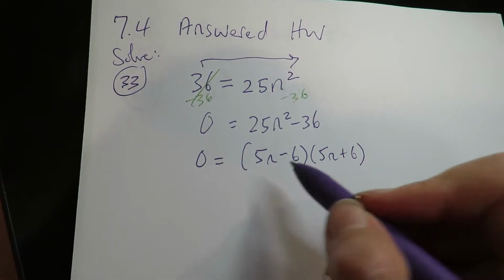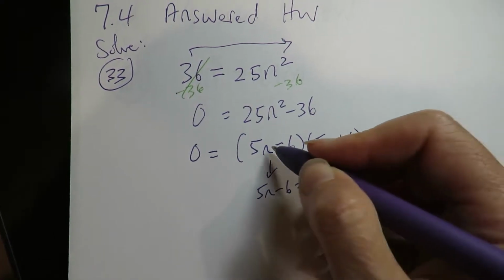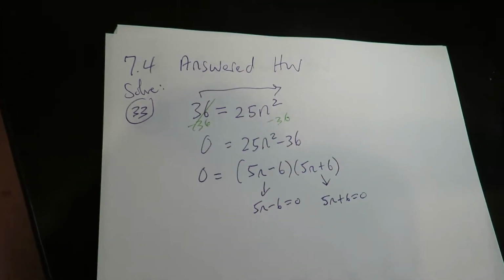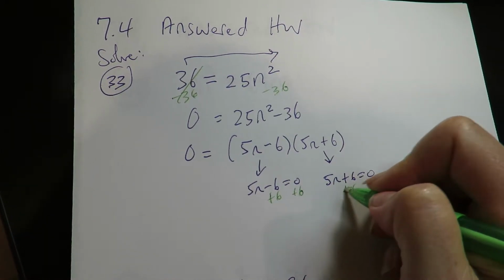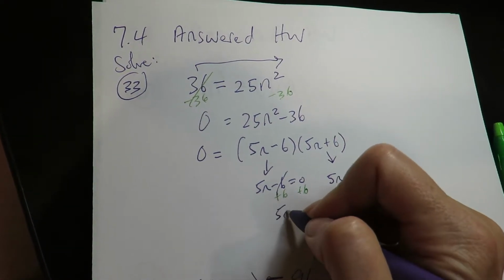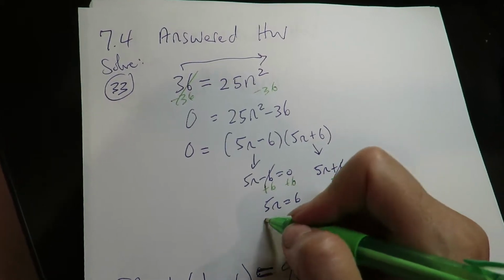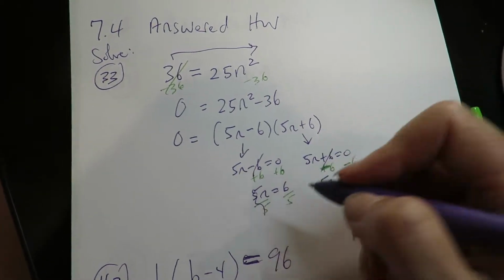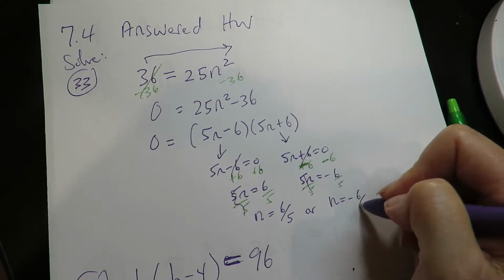All right, you're going to use the zero product rule. Something times something equals 0 means that either the first thing has to equal 0 or the second thing has to equal 0. And then you solve this for n. So n will be 6/5 or n will be negative 6/5.